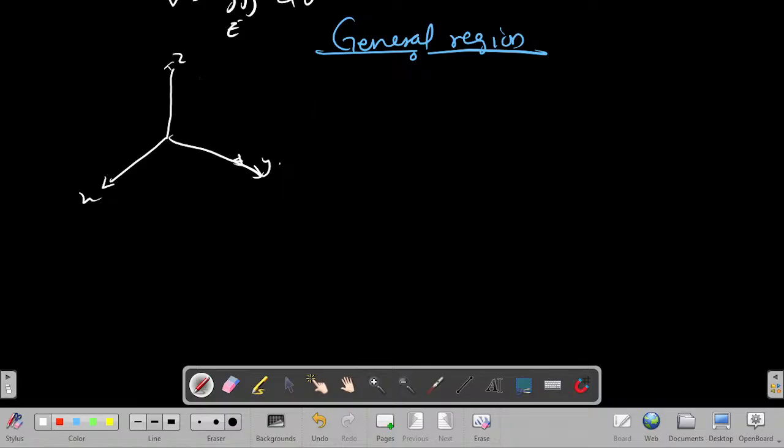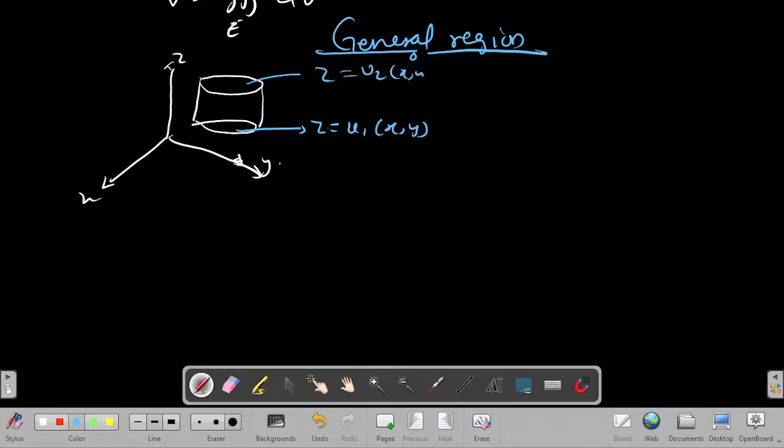So I'll have my 3D shape here. Since it's parallel to my z, I'll have my base to give me z1, or z is equal to u1, a function of xy. You should get it. Anything which is parallel with the z within your functional domain takes x and y and gives out the z, which is the height. The top is going to be bounded by z equals u2, a function of xy.